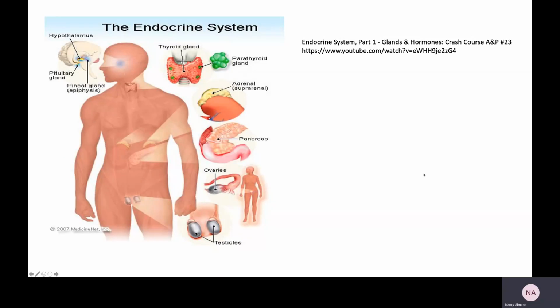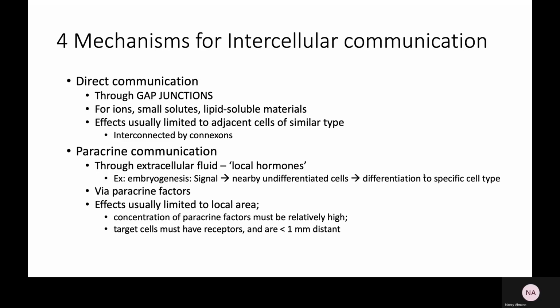The first system that we tackled in Bio 132 is the endocrine system, which is going to work in conjunction with the nervous system in maintaining virtually every process in our bodies. So we need to talk about intercellular communication first. And there are going to be 4 major mechanisms for doing that.